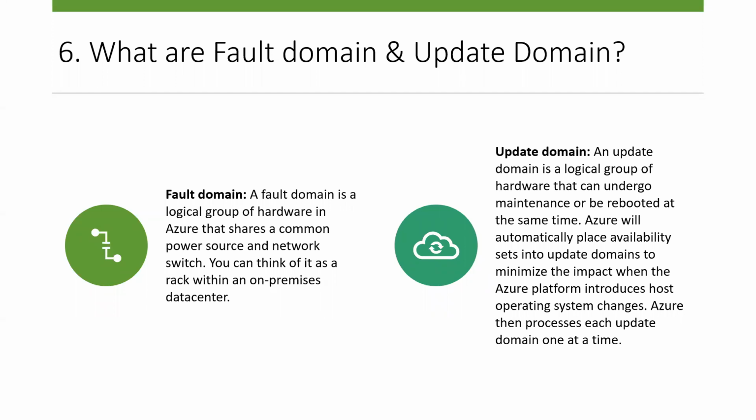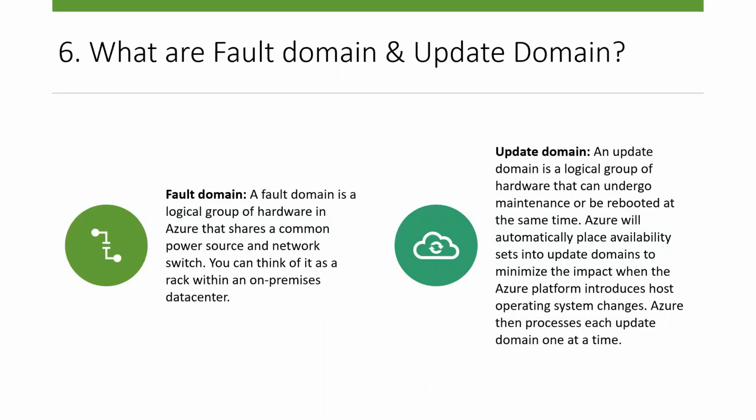What are fault domain and update domain? Fault domain defines the group of virtual machines that share a common power source and network switch. Each and every fault domain contains some racks and each rack contains virtual machines. Each of these fault domains shares a power supply and a network switch. If there is a failure in the fault domain, then all the resources in the fault domain become unavailable. You should place your virtual machines in such a way that each fault domain gets one web server, one database server, and like that.